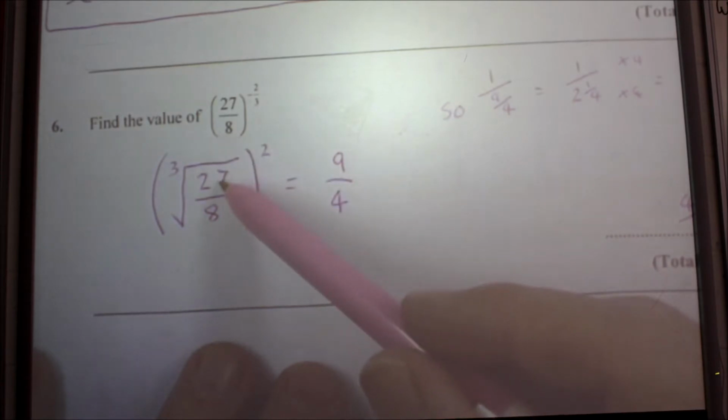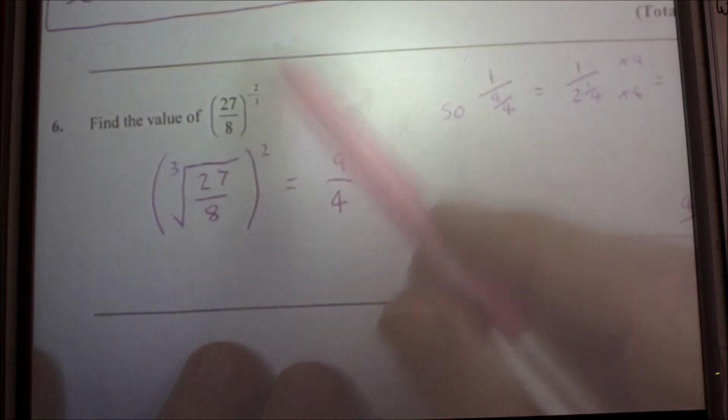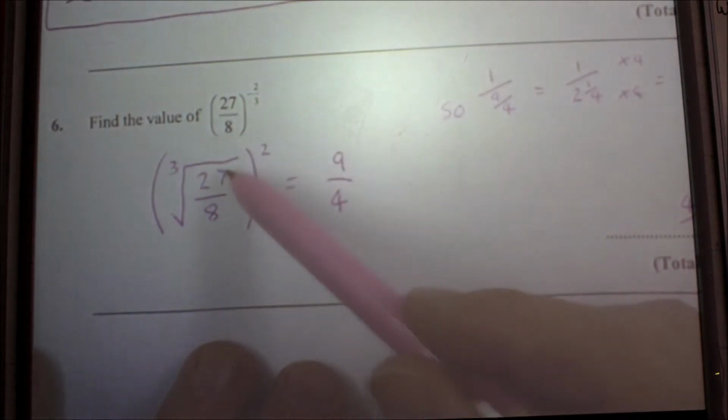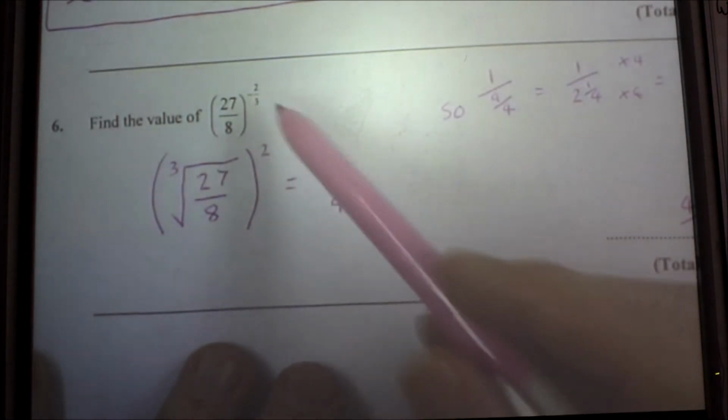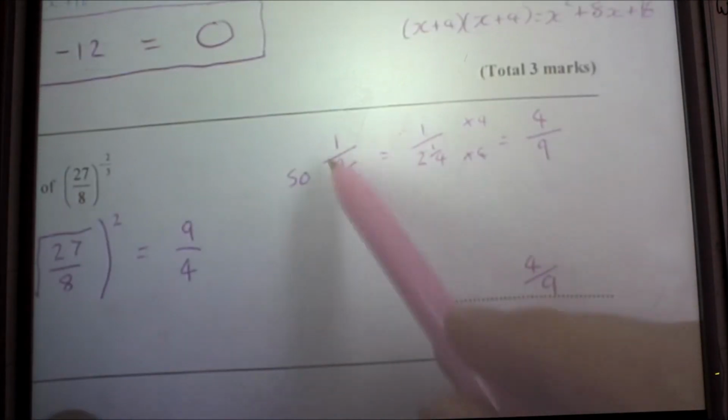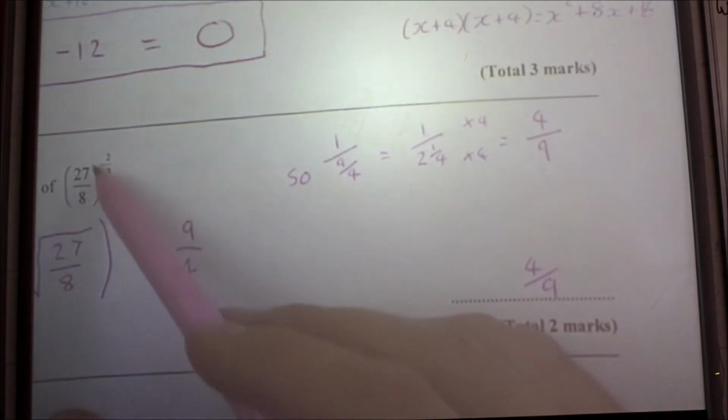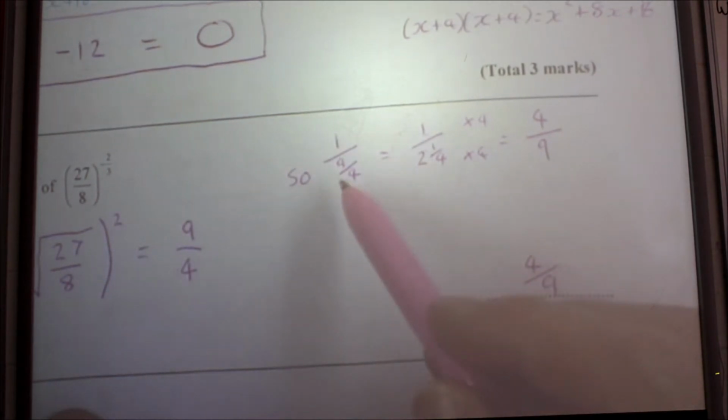Cube root of 27 is 3, 3 squared is 9. So that would be 9 over 4. But because it's to the minus, it means it's 1 over 9 over 4, because that's what the minus means. So I've changed that to 1 over 2 1/4, because that's what that is.